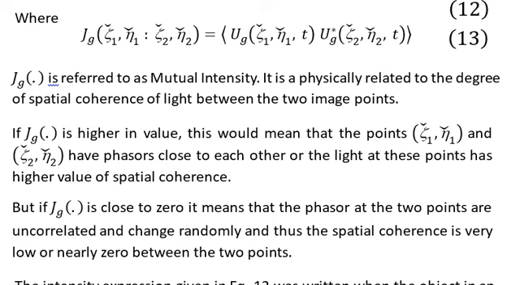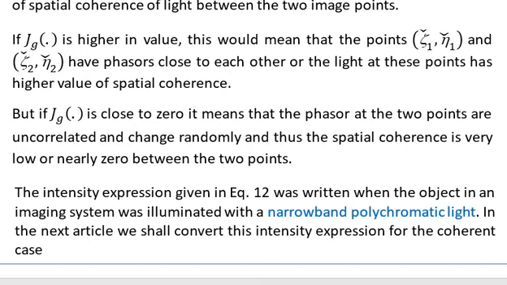If Jg is high in value, this would mean that the points zeta 1, eta 1 and zeta 2 and eta 2 have phasors close to each other, or the light at these points has a higher value of spatial coherence. But if Jg is close to 0, it means that the phasors at the two points are uncorrelated and change randomly, and thus the spatial coherence is very low or nearly 0 between the two points.